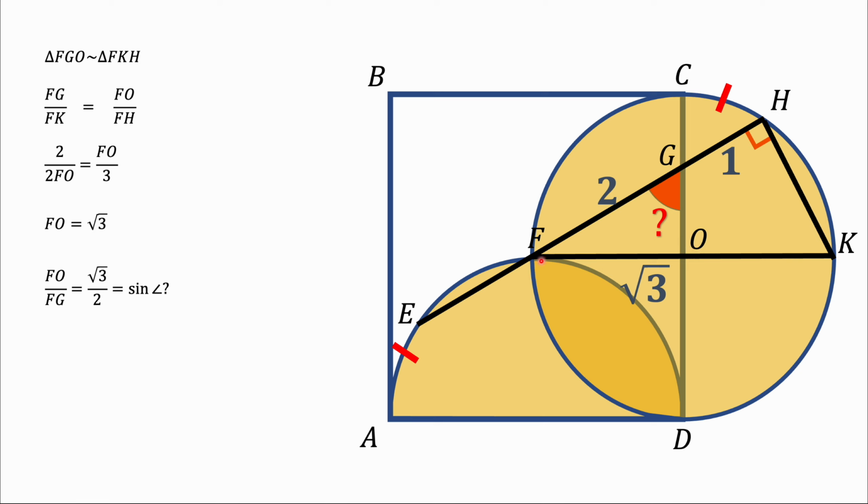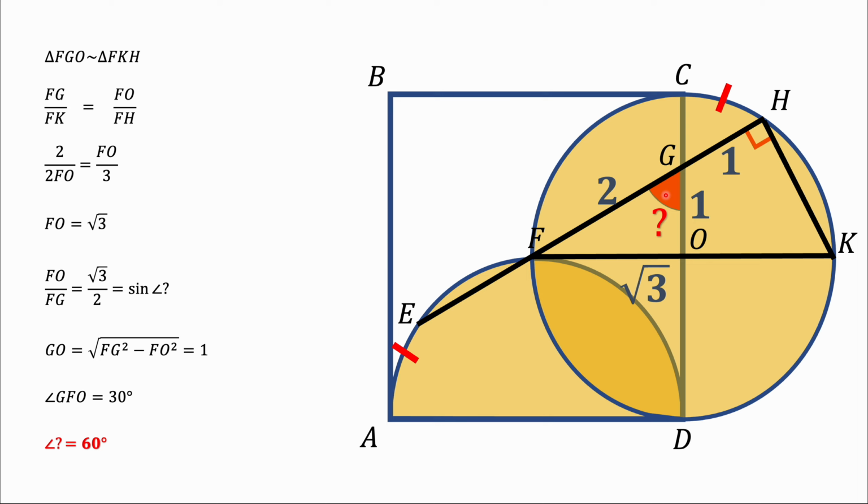In this triangle FGO, we can use the Pythagorean theorem to find the side GO, and that will be 1. And now we found a right triangle where one of the legs is half of the hypotenuse. And we know that happens when the angle opposite of that leg is 30 degrees. It means that GFO is 30 degrees. But that means the angle we're interested in is 60 degrees. And we're done.